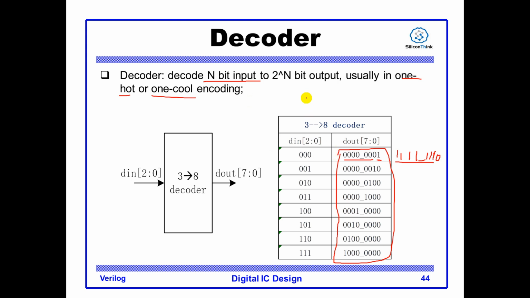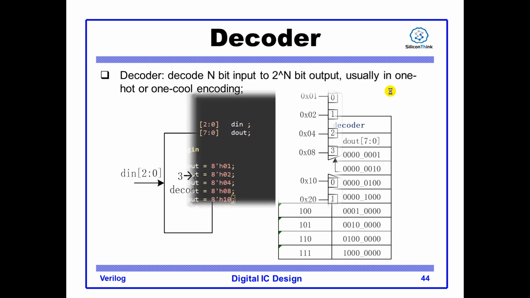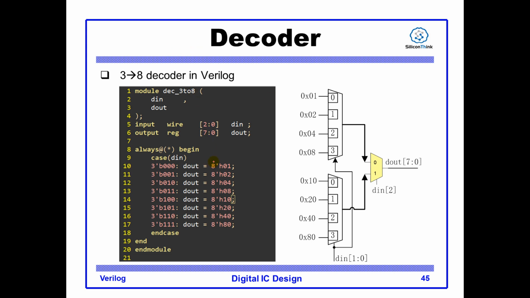If you use a math function, you can say the output equals 2 to the power of d_in. This is a function in mathematics. So how to write this code? Something like that. You can use the case statement. Yes, list all the possible values of d_in and give the correct output value for each match item.